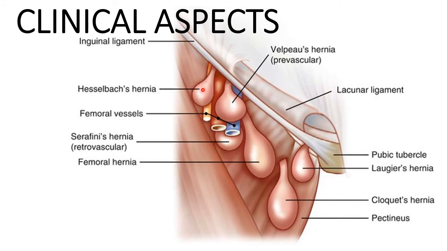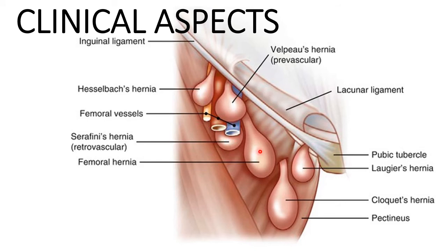Sometimes we can identify the hernial sac present lateral to the femoral vessels. This is Hesselbach's hernia, which passes directly through Hesselbach's triangle, comes outside, and reaches the front of the thigh. This is called Hesselbach's hernia. Then another type of hernia: if the hernial sac is present behind the femoral vessels, that is called Serafini's hernia, or retrovascular hernia.